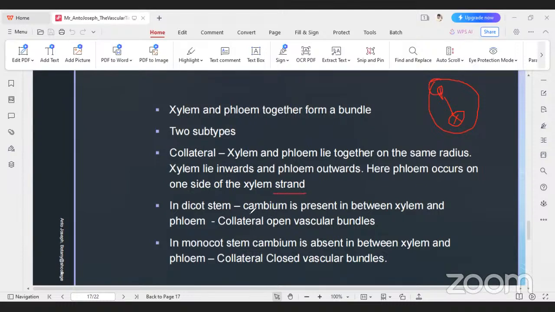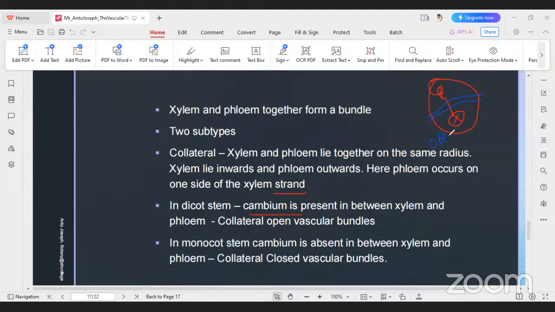In dicot stem, cambium is present between the xylem and phloem. Let's change color. This is cambium. This is very, very important for secondary growth. Listen carefully. Cambium is present between the xylem and phloem. Now it is a collateral open vascular bundle. If the cambium is present, that is open type, open vascular bundle.